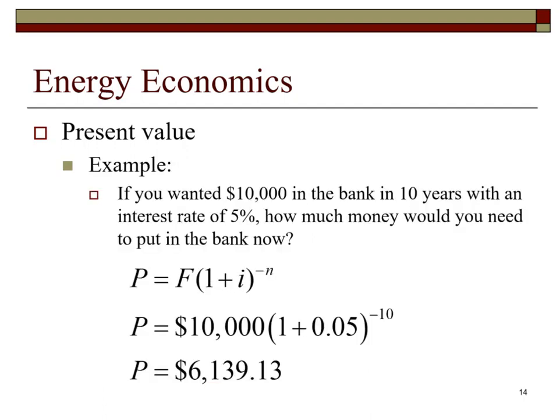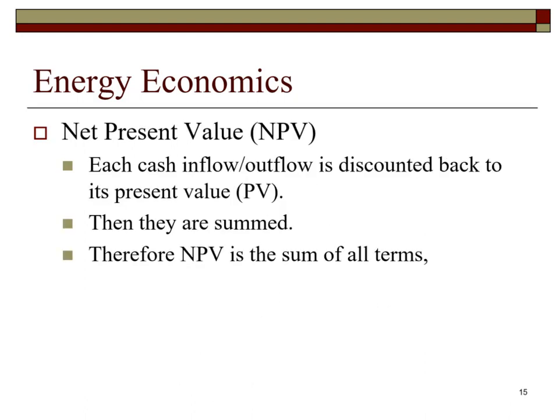In this example, we calculate that a little over $6,000 would need to be deposited in the bank, receiving an interest rate of 5%, to have $10,000 in 10 years. Or we can look at it that $10,000 in 10 years at an interest rate of 5% would be discounted back to a present value of a little over $6,000.